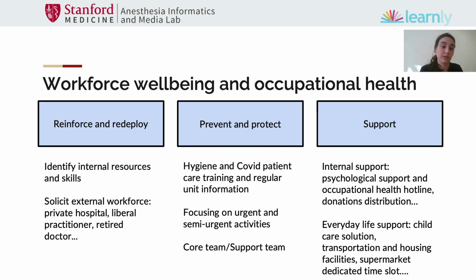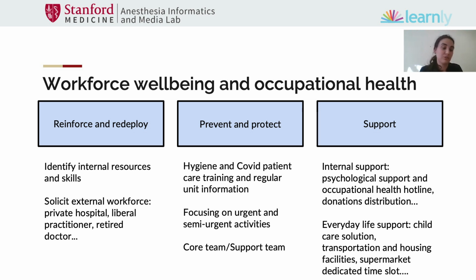spreading of the epidemic. And then we had to solicit external forces, because obviously if there is a rise in the epidemic, we had to be helped by external forces. So we solicited private hospitals, liberal practitioners, and also retired doctors to be able to reinforce our team.